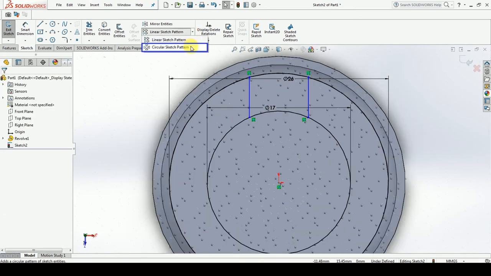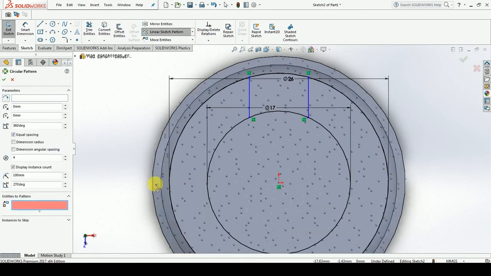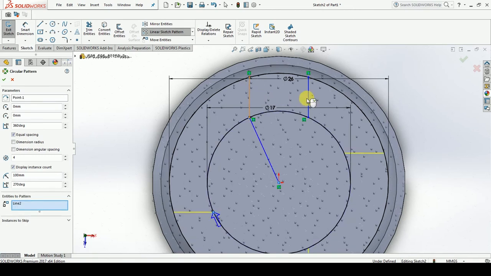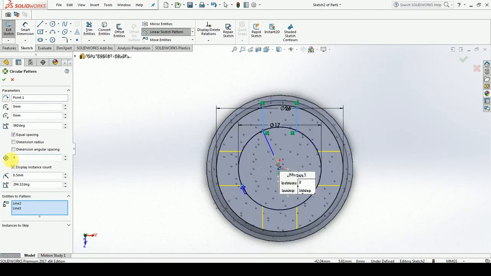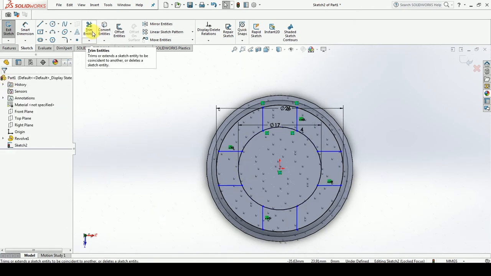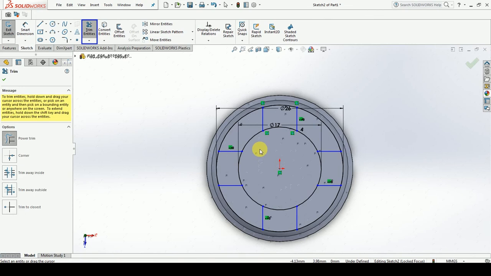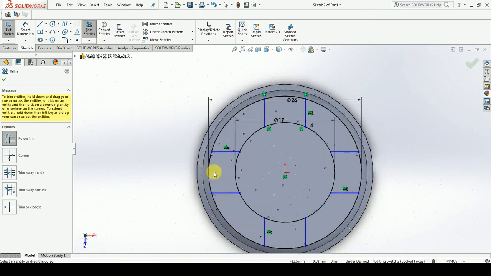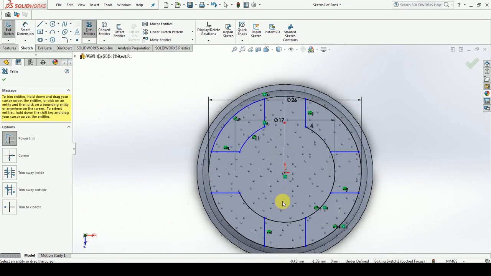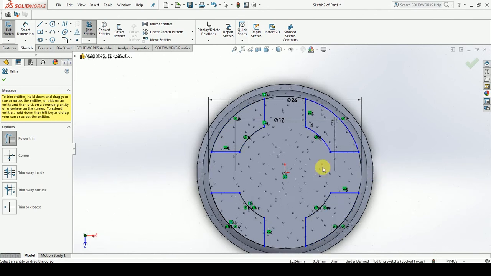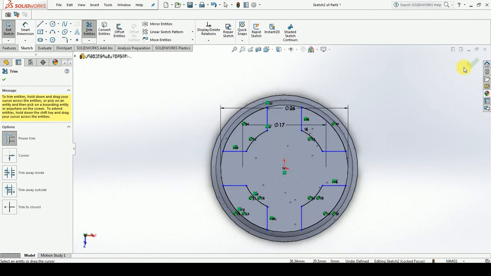Now select Circular Sketch Pattern. In this select these two lines. The total number of patterns is 4 and rotate about 360 degrees and then select OK. After that we have to trim entities. Select Trim and trim the unwanted circular line and then select OK.